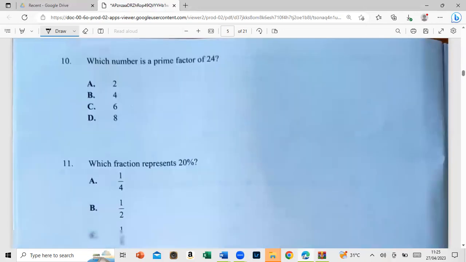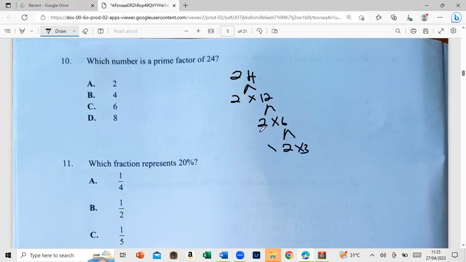Which number is a prime factor of 24? I got through this last night. As a matter of fact, I got through everything. So prime factorization means only prime numbers must give you the product. So 12 is not a prime number, so we can continue to split it. And we just continue to split it until we only have the product as prime numbers. So clearly we can see that it's 2. And you're welcome, guys. I know you guys are going to say thank you, you're welcome.